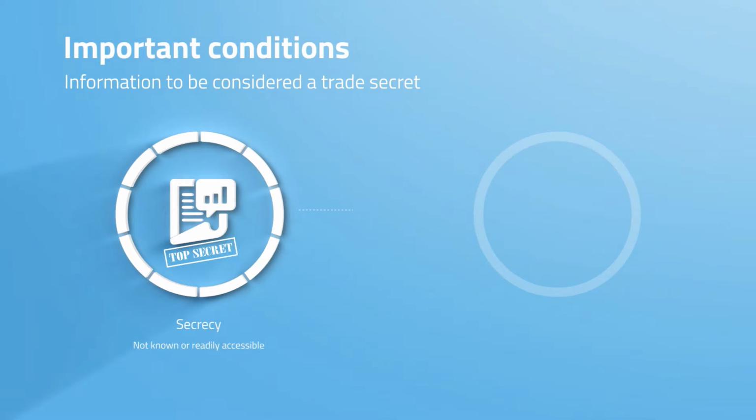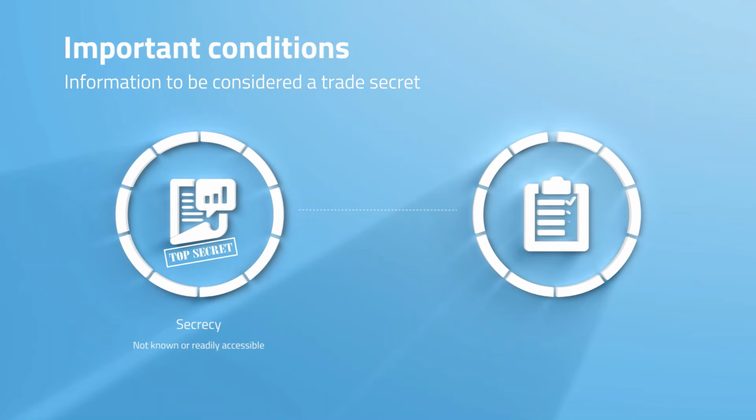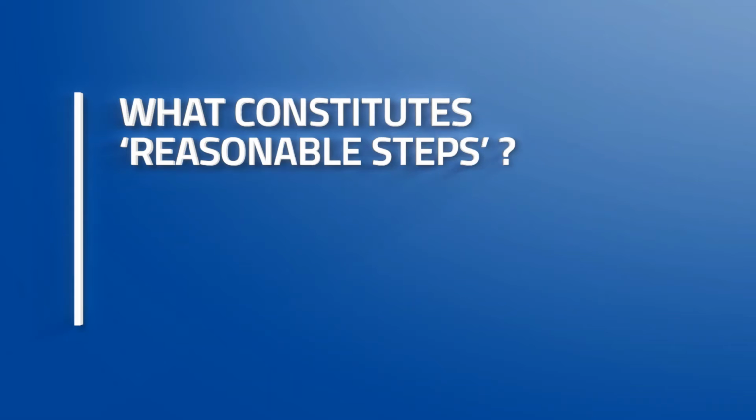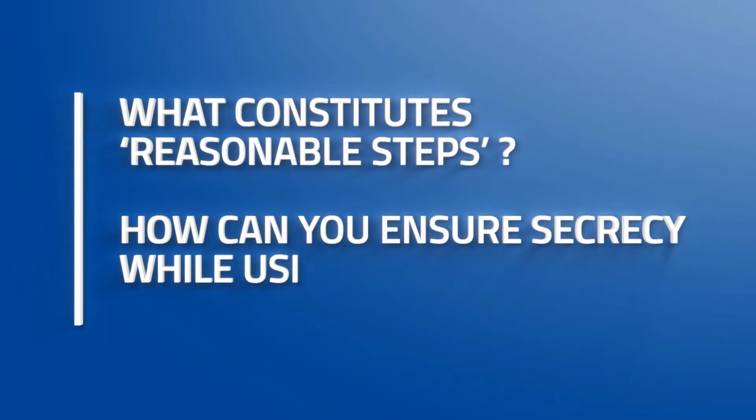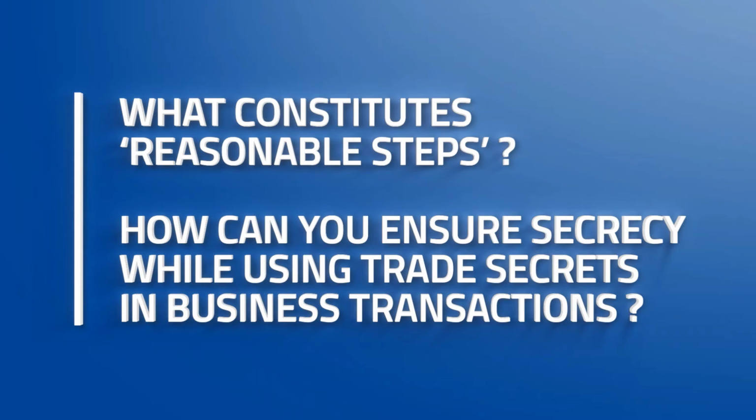The conditions to comply with for the information to be considered a trade secret are secrecy, meaning the information is not generally known among or readily accessible to circles that normally deal with the kind of information in question, and reasonable steps taken by the rightful holder of the information to keep it secret. What constitutes reasonable steps, and how can you go about ensuring the trade secret remains a secret while also being able to utilise them in business transactions?